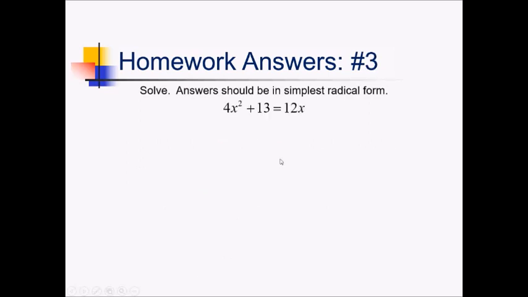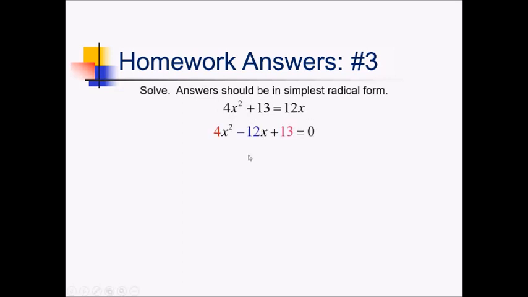To solve this quadratic equation, I notice that we have a linear term, so I'm probably going to have to use quadratic formula on this. Let me subtract that 12x over to the left side to get this in standard form first. So I'll rewrite this as 4x squared minus 12x plus 13.